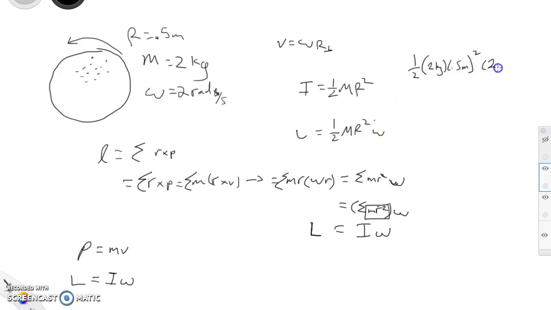I multiply all these together, and I'm going to get, let's see, I think 0.5 kilogram meters squared per second be equal to L. So we found the angular momentum of a rigid object. Let's go ahead and practice it.